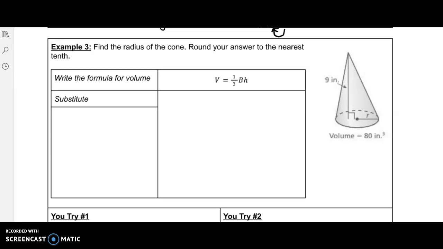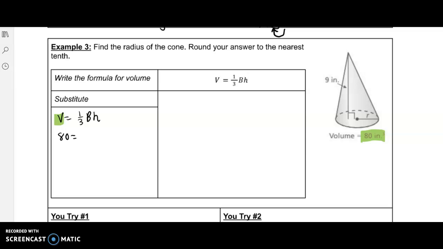Okay, so now we're going to find the radius of the cone. To do this, we kind of have to work backwards like we did last topic. So this time we're going to start with our volume formula. Volume equals 1/3 the area of our base times our height. Our volume is 80, so we're going to plug that in for V.